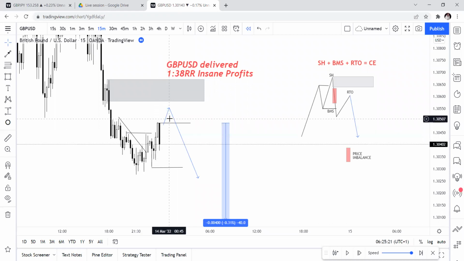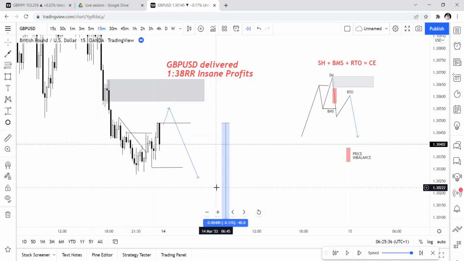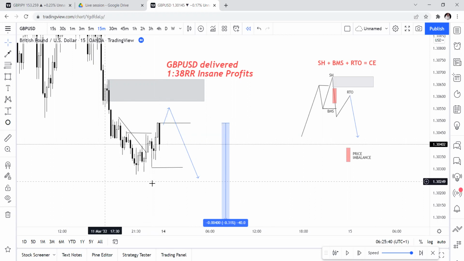When price has taken out a range's low or high, that is where your trade will be highly potential, highly predictive. If you take a trade inside the range, there's a possibility that price will still be ranging, so be very careful, be very cautious.